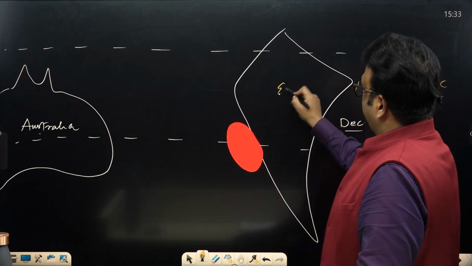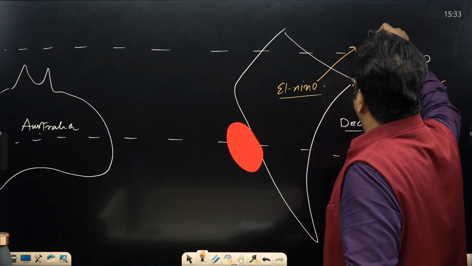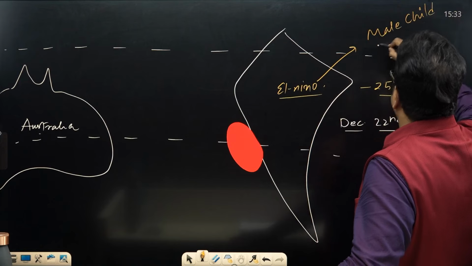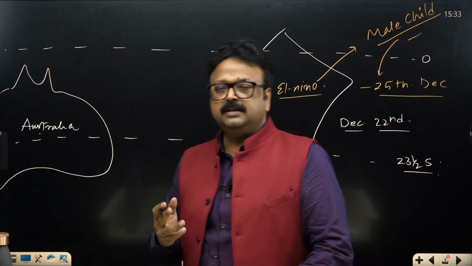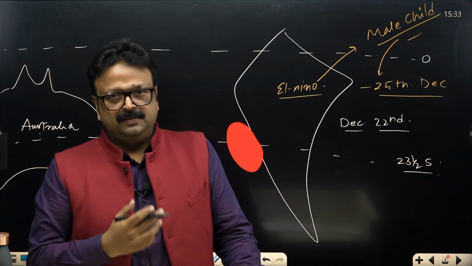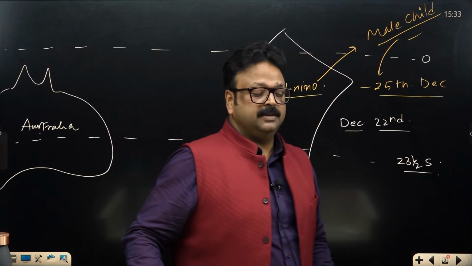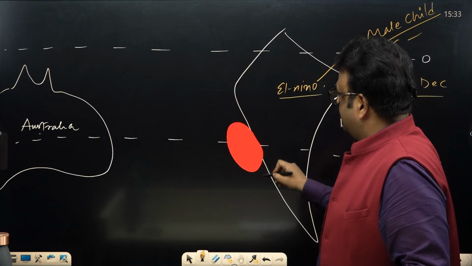This is what El Nino I'm talking about. El Nino is a Spanish word that means male child. It is representing Jesus Christ on 25th of December. You know that it is the birthday of Jesus Christ. We all celebrate it as Merry Christmas. So what happened? This Peruvian coast has warm water.